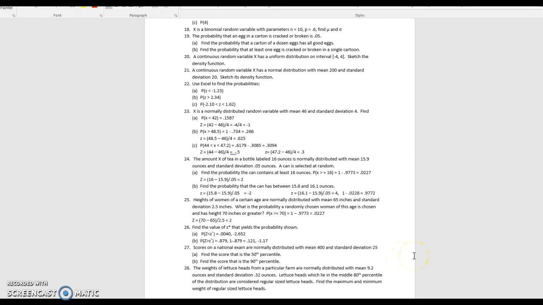Okay, so number 27, we can get A very, very quickly, and maybe I can get B before I run out of time here. I'm not sure. Scores on a national exam are normally distributed with mean 400 and standard deviation 25. Question A is actually quite easy. Find the score that is the 50th percentile. When we remember drawing our normal curve, the 50th percentile is always right in the middle, and on a normal curve, that is always our mean. So the 50th percentile is 400.